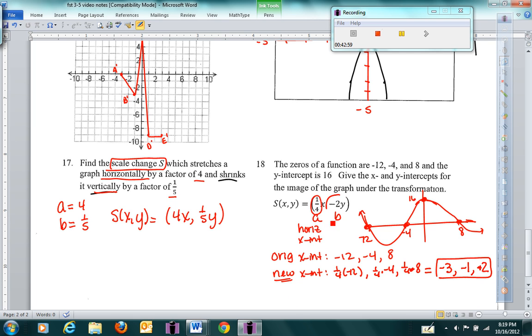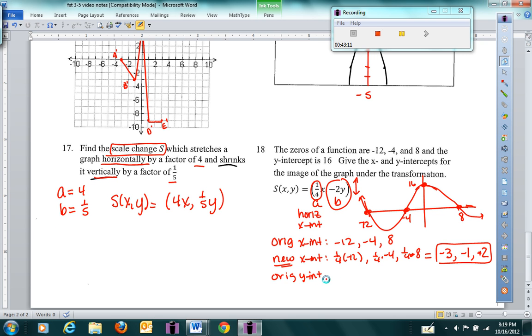This B value is your vertical scale factor. So the original y-intercept is at 16, and there can only be one y-intercept if we truly have a function. The new y-intercept will be negative 2 times that. So that will be at negative 32. Because what's going to happen to that function is it's going to be compressed, so a lot skinnier.